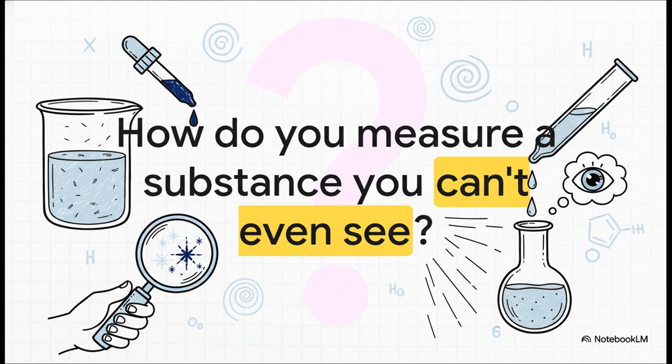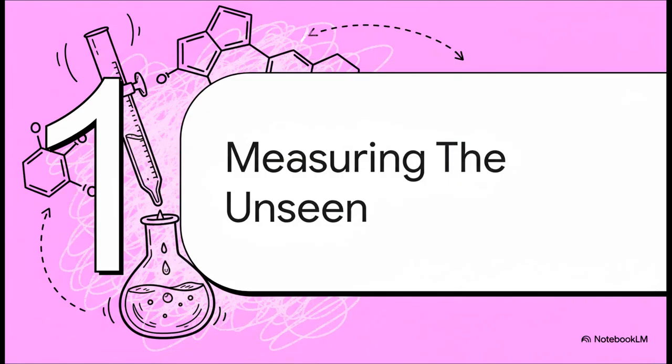But chemists have this fantastic technique to do exactly that, and it all comes down to a really dramatic color change. So, how do we pull this off? How do we measure the unseen? Well, the answer is a powerful method called titration. And trust me, this is an absolute cornerstone of chemical analysis.